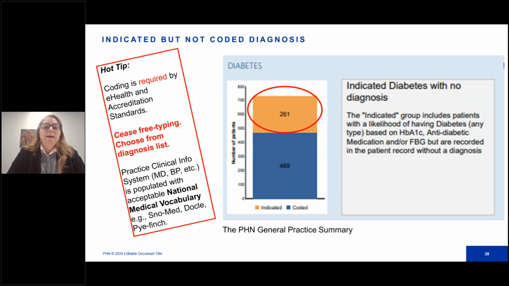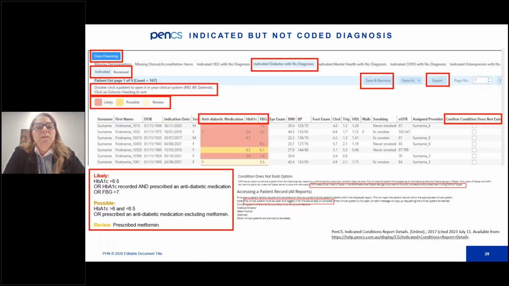So in CAT4, there's a fantastic tool under data cleansing called Indicated Diabetes with No Diagnosis. And this will show you all your patient names that have anti-diabetic medication charted, or they have a HbA1c that's not controlled, or they have a fasting blood glucose. And so it will tell you in a traffic light sort of report, the red persons are likely to have diabetes, the yellow is possible, and then beige is for review.